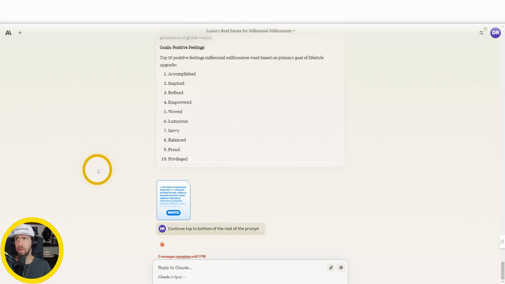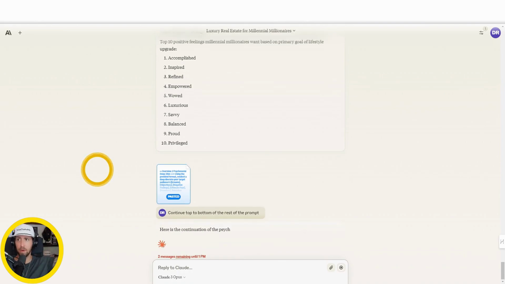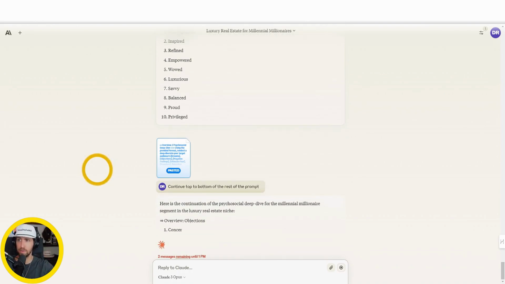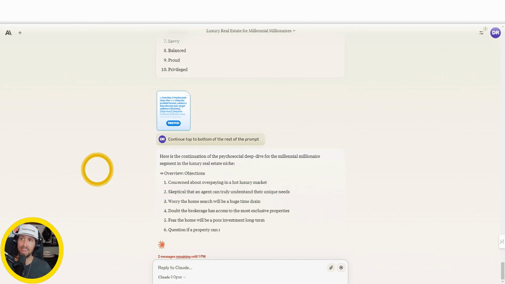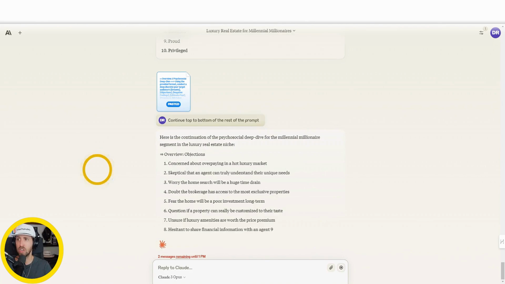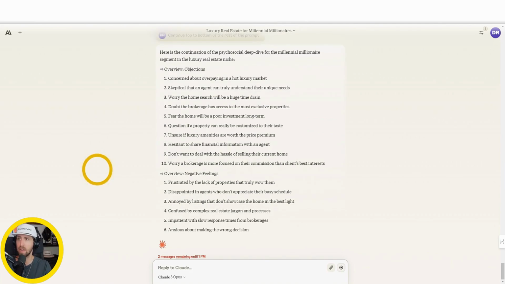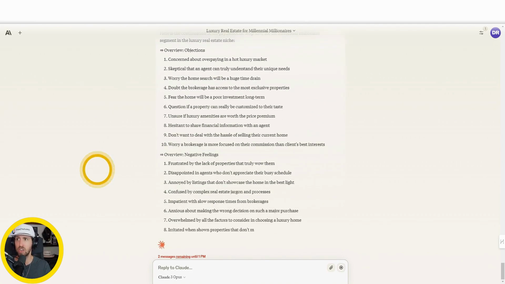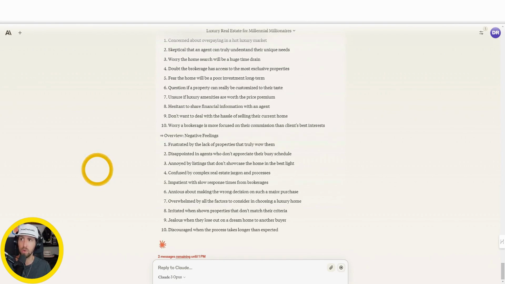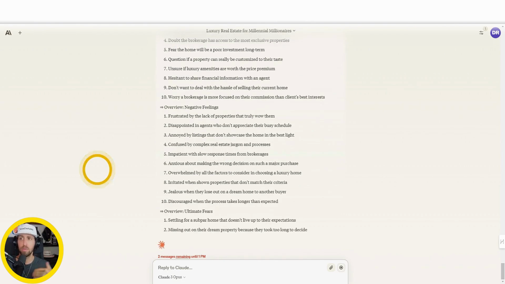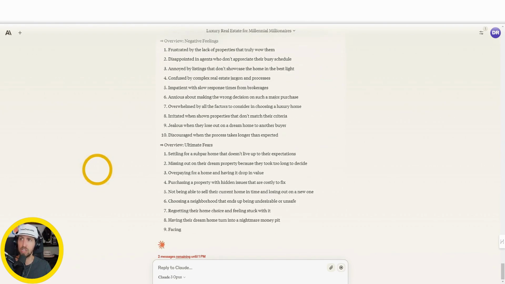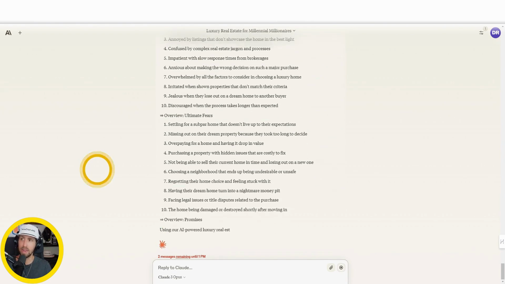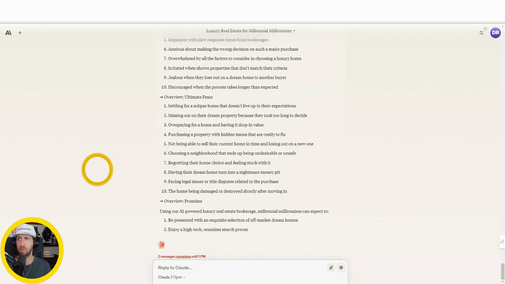So now what it's doing is it's going to take all the context that it's got above, and it's going to continue elaborating on everything, starting with the objections. And so now we're going deeper into what we see with the objections. How do we address that? What are the negative feelings? Frustration, disappointment, annoyed, confused, impatient, ultimate fears, settling for a subpar home that doesn't live up to the expectations, overpaying for a home, right? And all of these things, you can go deeper and deeper and deeper into them.